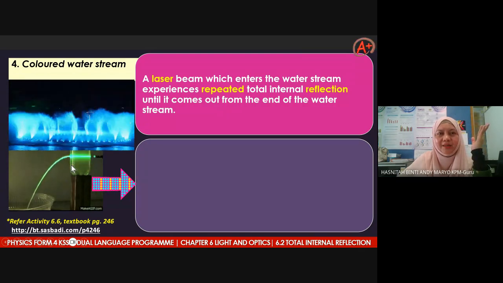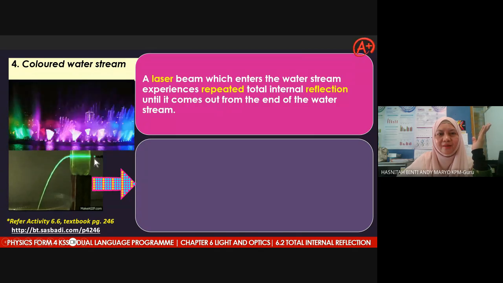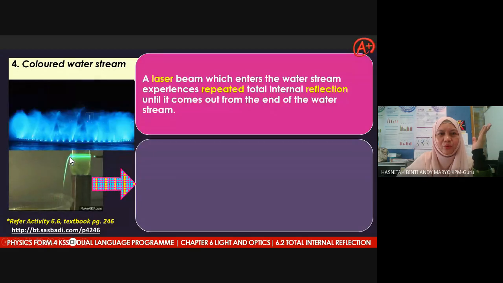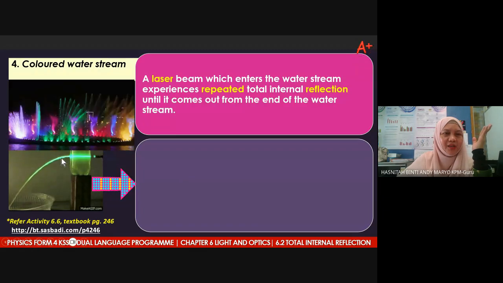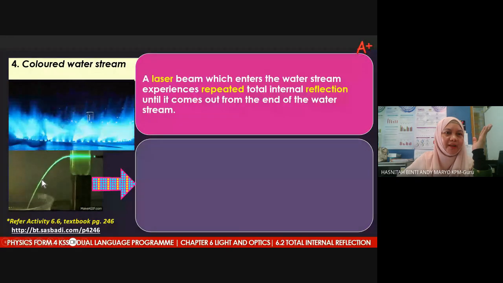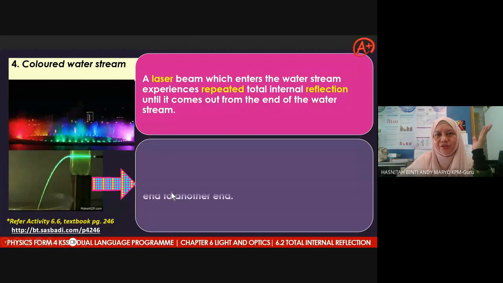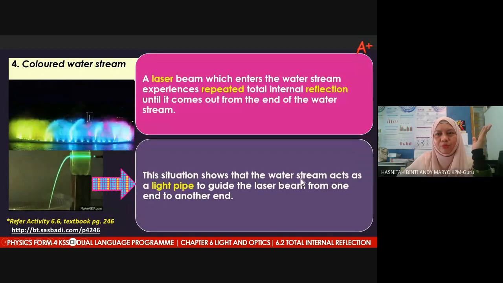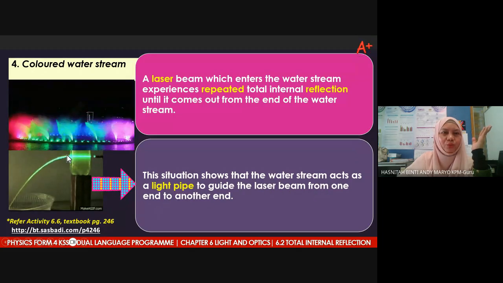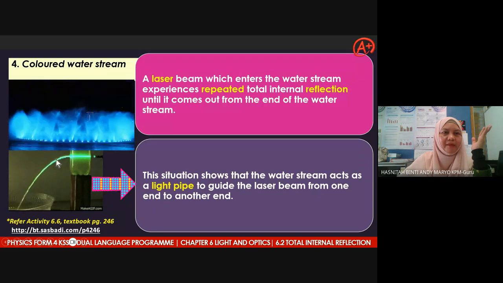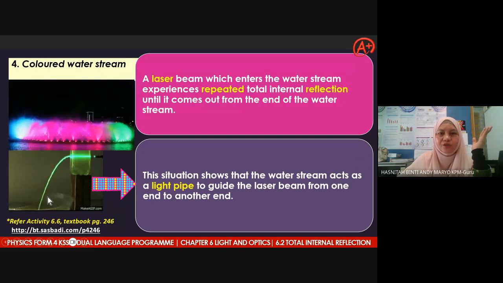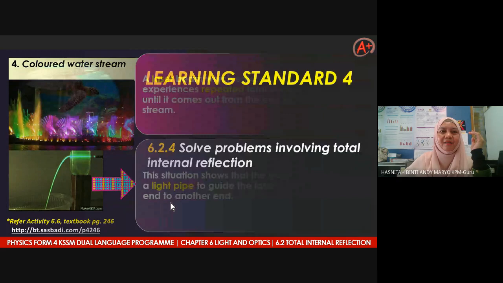Actually it's plain water, but when we introduce green fluorescent or red fluorescent color here, the water that comes out from this hole appears to be colored. Actually that is the light that moves together with the water, which experiences total internal reflection. So this situation shows the water stream acts as a light pipe to guide the laser beam from one end to another. So the laser beam experiences total internal reflection from this end to the other end of the water stream.